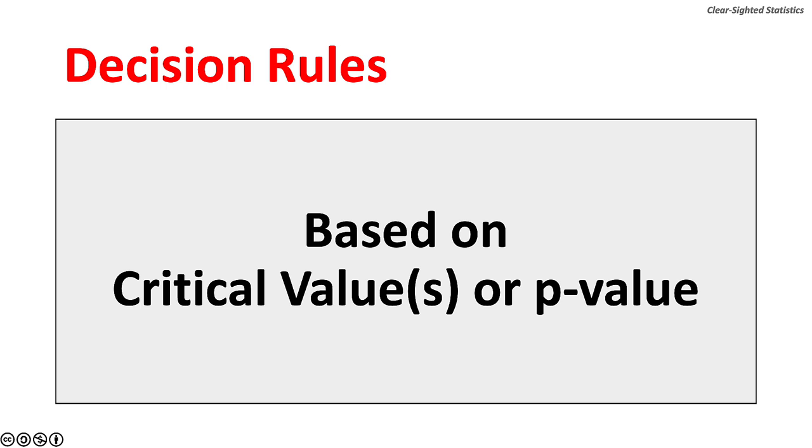Today, researchers rarely state the decision rule, but they will report the achieved p-value. Writing the decision rule using the critical value or values is helpful for people learning statistics because doing so will focus your attention on the distribution curve's rejection region or regions.